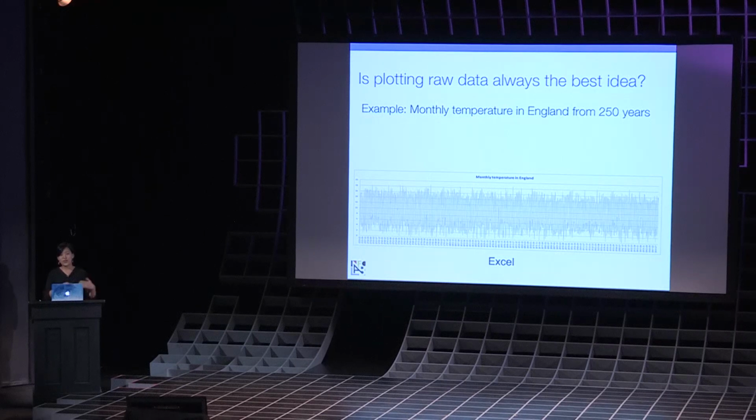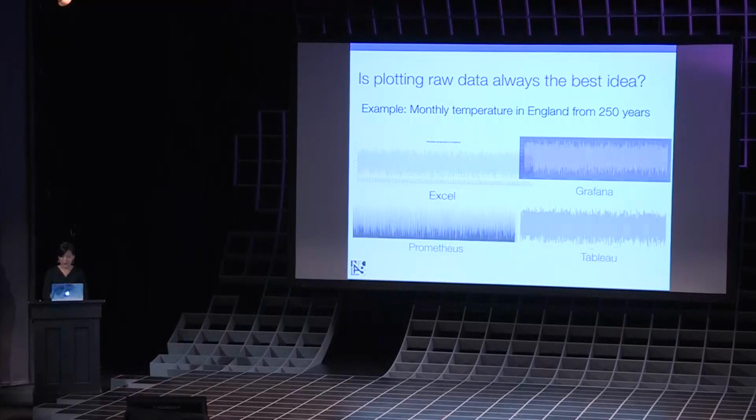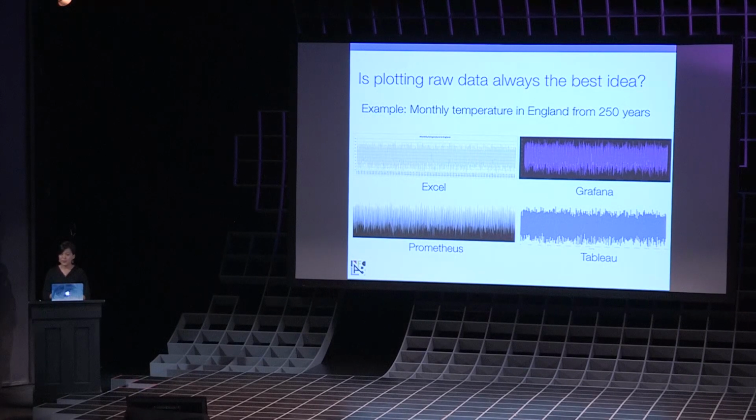So when I have 250 years of monthly temperature, that means I have 250 fluctuations, which is 250 spikes all compressed together in this visualization. To make sure that I'm not just picking on Excel, I actually tried plotting the same time series on some of the other awesome monitoring tools that I've heard of. So, for example, Grafana, Prometheus, and Tableau.